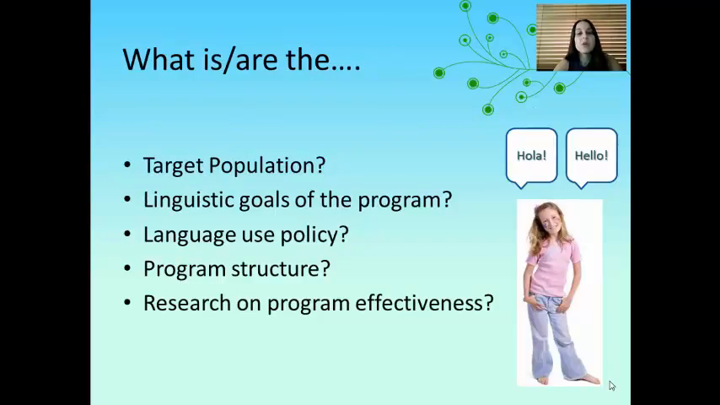So the essential components of all programs are that students learn English and also learn academic content. Effective programs also support students' first language development as well as students' multicultural competencies. Some of the features that differ between programs are listed on the PowerPoint: the target population, the linguistic goals of the program, the languages of instruction, and also the structure and the effectiveness of the program.